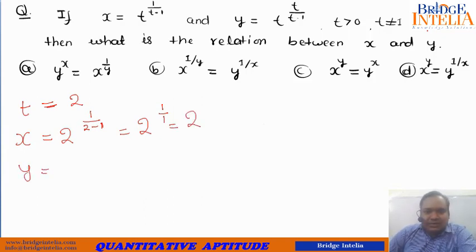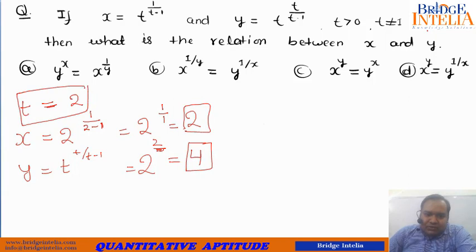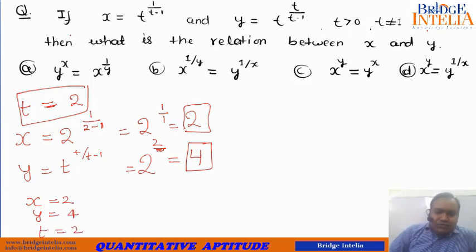y is given to be equal to 2 to the power t by t minus 1. So this is actually 2 to the power 2 by 1. So x is equal to 2 and y is equal to 4 when you have chosen the dummy value of t to be equal to 2. Now let us see which of the given options fits the answer. So I have chosen these dummy values: x is equal to 2, y is equal to 4, and of course t is equal to 2. Which option gives me the correct values?